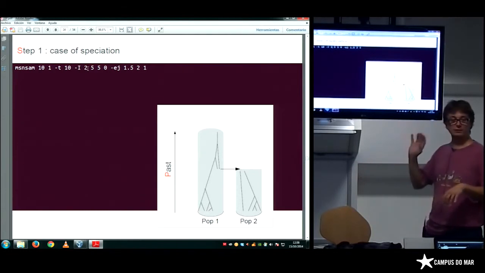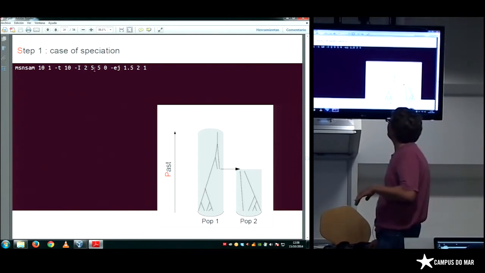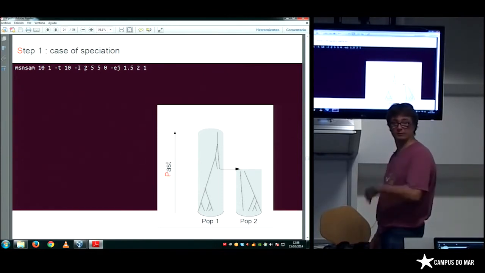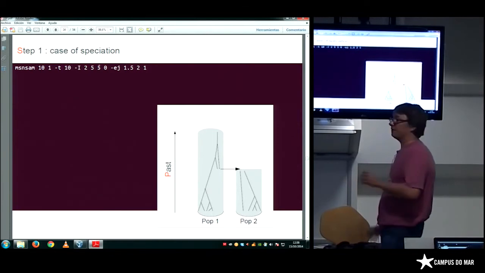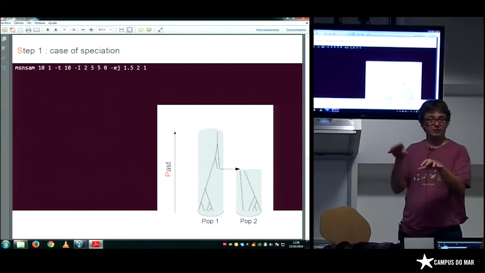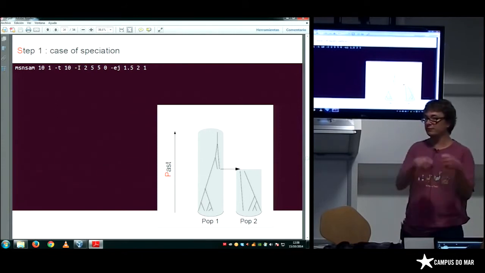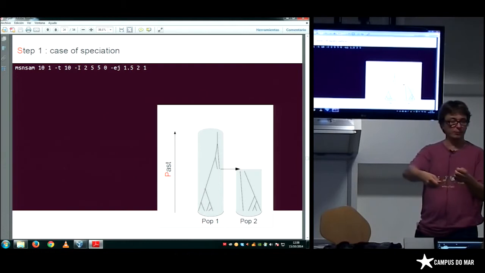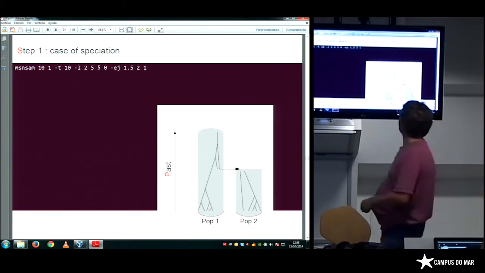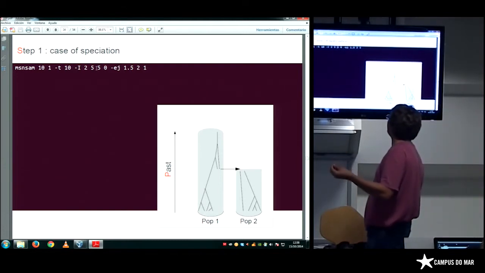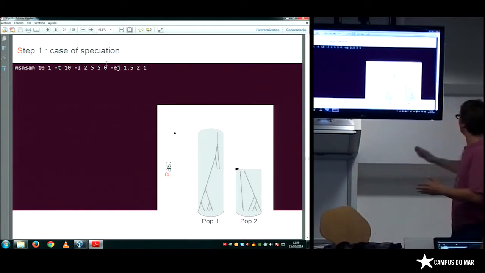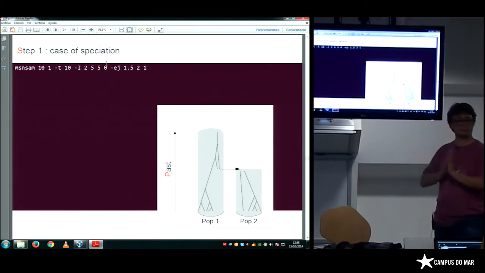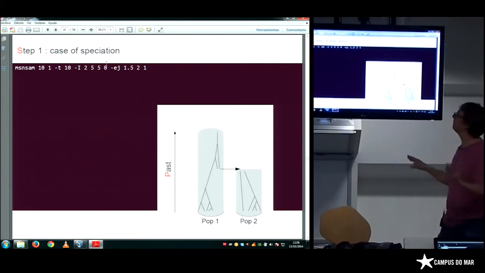Someone asked me yesterday for more populations. So you can put here more than 2. You can put 3, 4, and simulate more populations. 5 and 5 are the sample sizes of the 2 populations: 5 sequences sampled in population 1, 5 sequences sampled in population 2. 0 is the migration rate. So we simulate no migration, strict isolation.